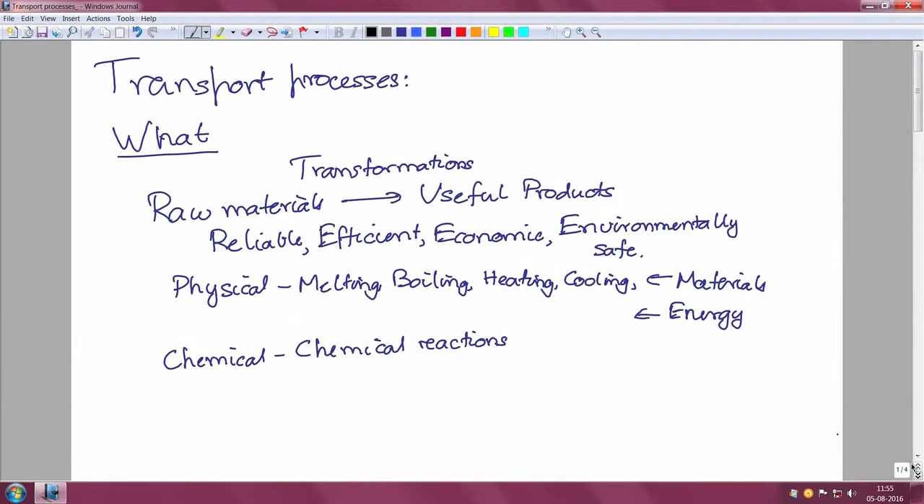In the previous lecture, we had looked at what we are going to be considering in transport processes. Basically, the transformation of materials from raw materials to useful products requires a transfer of materials and energy, whether it involves physical transformations or chemical reactions. And doing this in a laboratory is not the same as doing it in a reliable, efficient, safe and economic manner. Okay. We have taken specific examples.